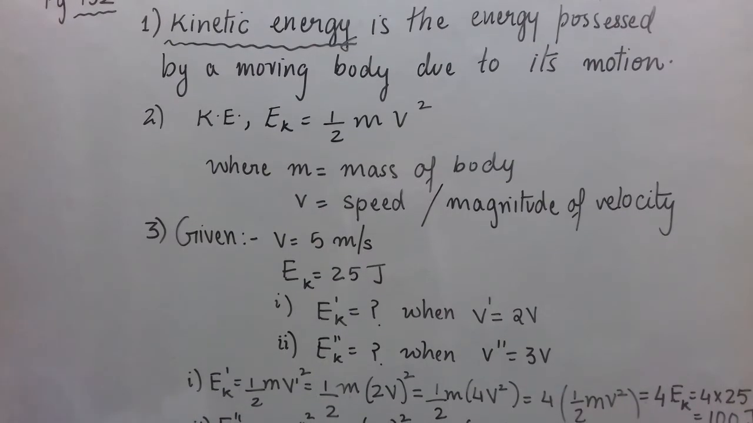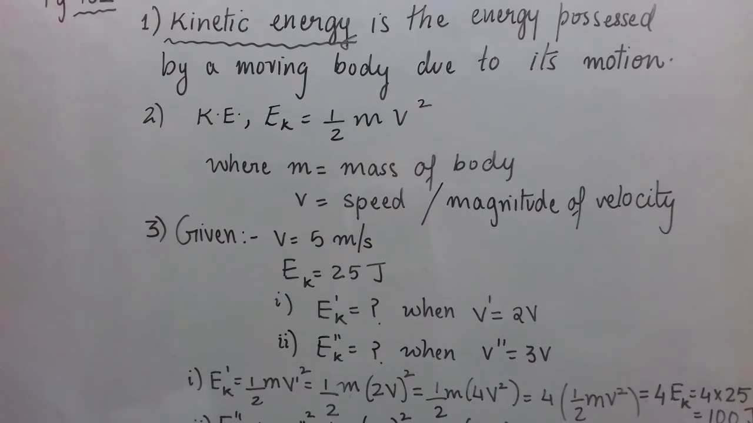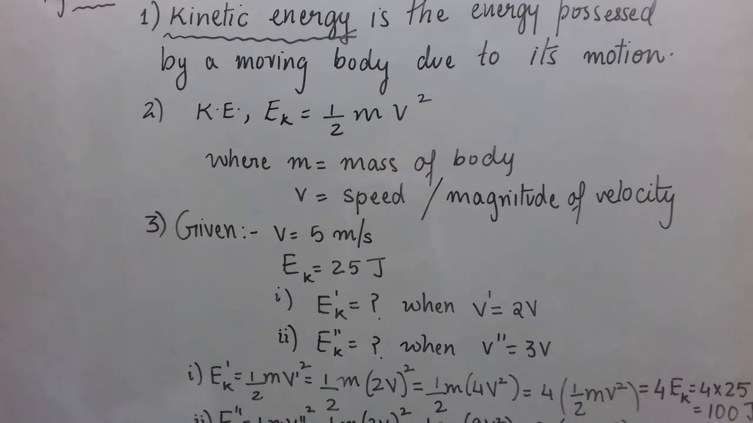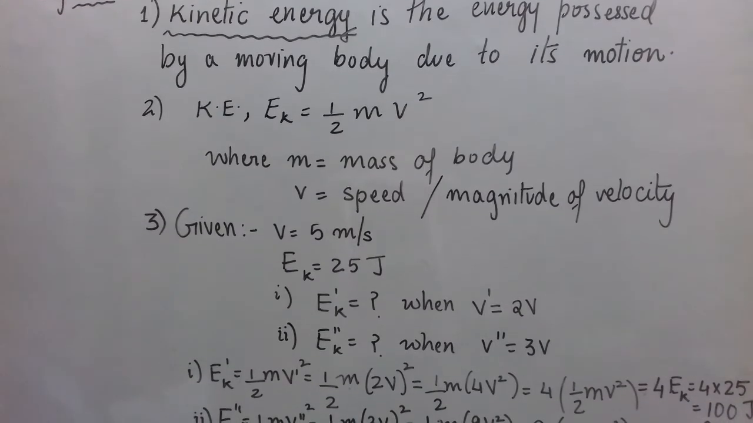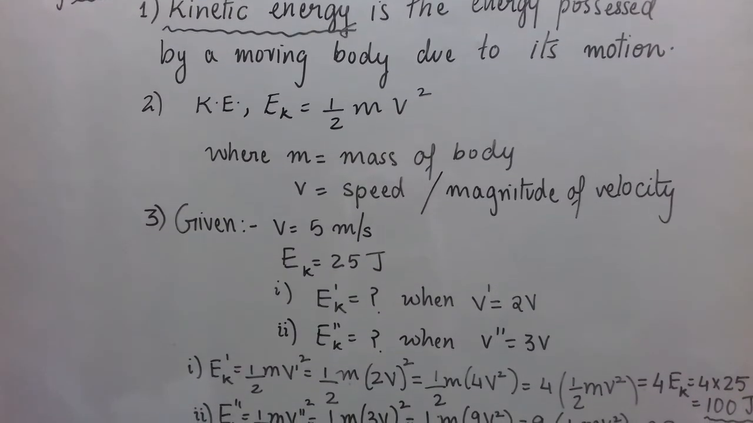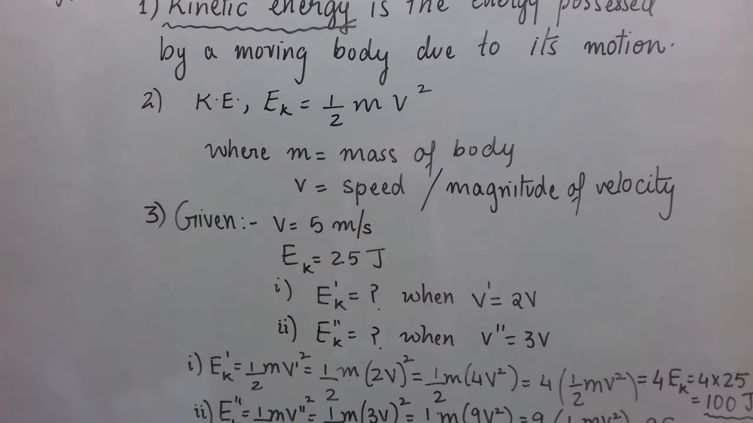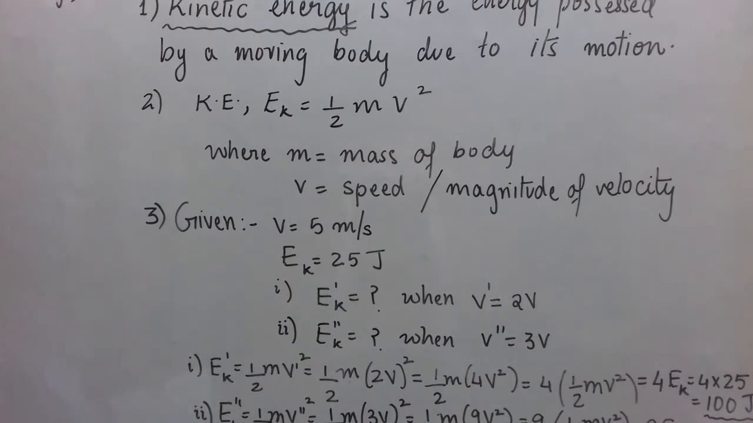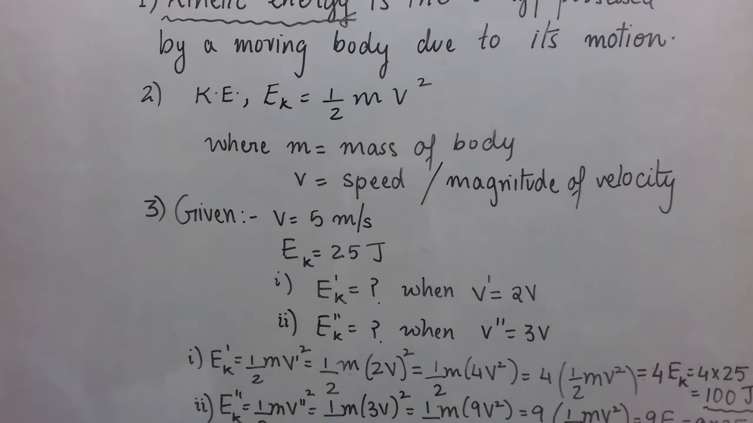Now the third question is a numerical. The kinetic energy of an object of mass m, moving with a velocity of 5 meter per second is 25 joules. What will be its kinetic energy when its velocity is doubled? Second, what will be its kinetic energy when its velocity is increased 3 times? So I'll read the question again.